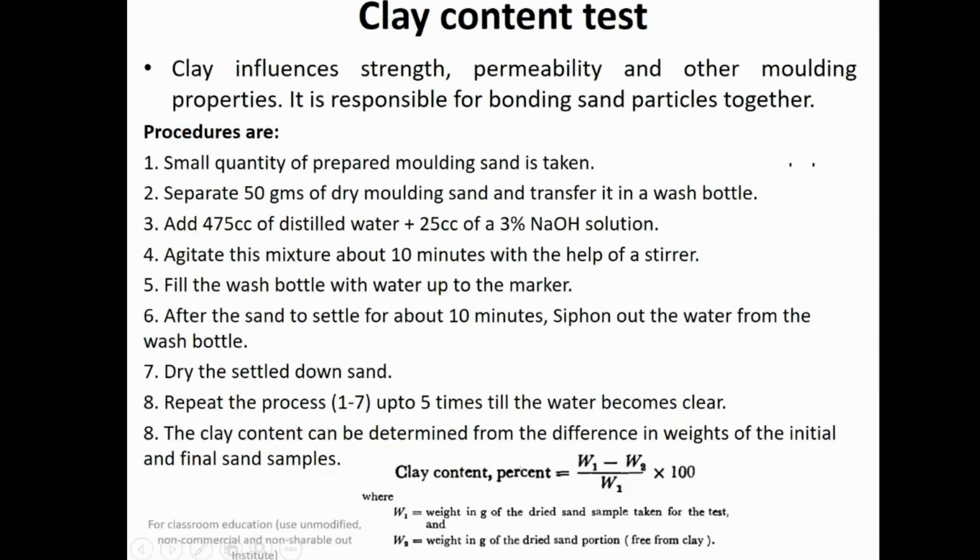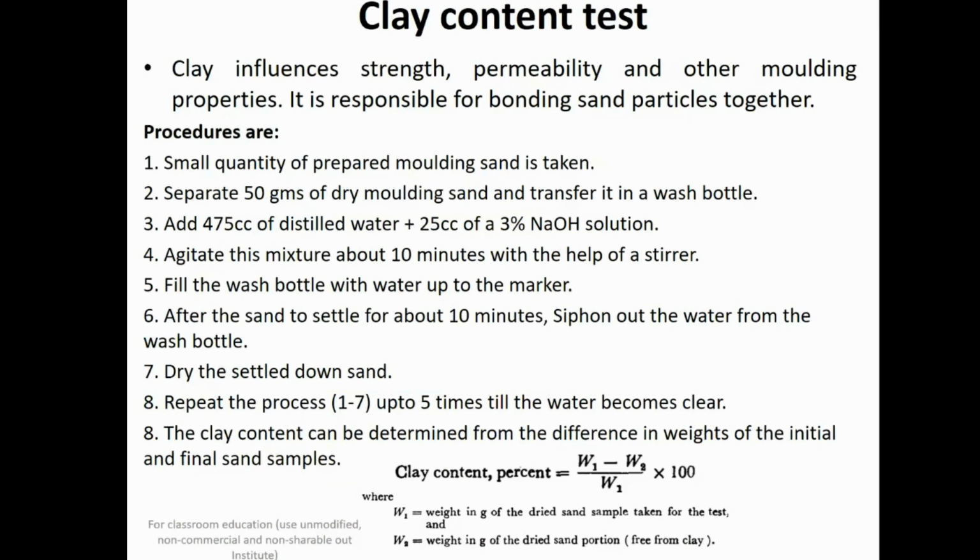Then you agitate this mixture for at least 10 minutes with the help of a mechanical stirrer, or any stirrer which is driven with a motor. In the next step, you fill this wash bottle with distilled water again up to a predefined marker. Then you allow the mixture to settle for at least 10 minutes, and after that you siphon out the water from the wash bottle. In the last step, dry the settled sand. Then you repeat this process, steps 1 to 7, up to 5 times till the water becomes clear.